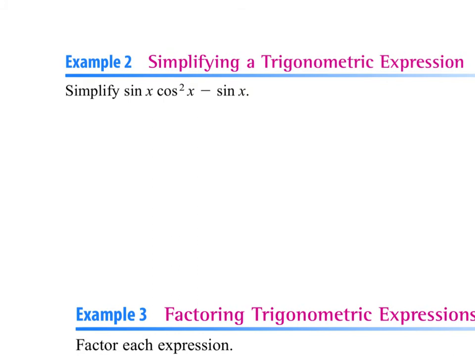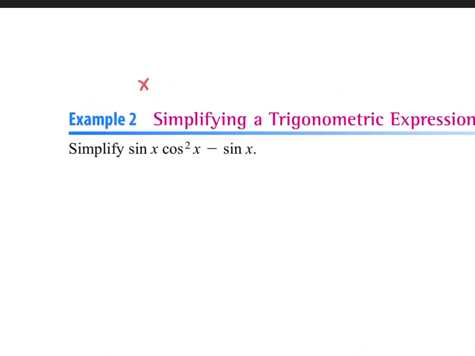So for this one, we could say, if sine is our x and cosine is our y, we could say x times y squared minus x. What would I do to simplify this? Do these two terms have anything in common? They both have an x. So to simplify, we can take out an x, and I'm left with x times y squared minus 1. So we're pretty much doing the same thing here, except instead of x and y's, we just have sines and cosines.